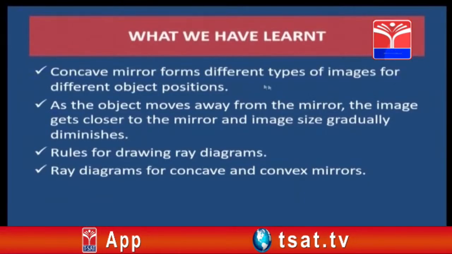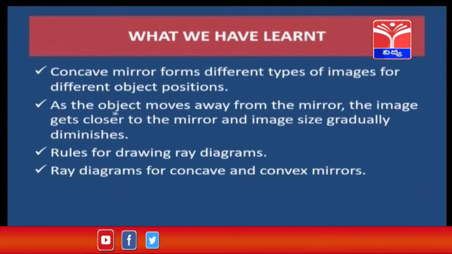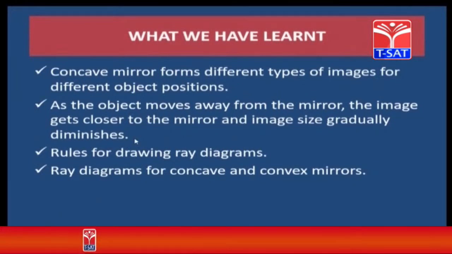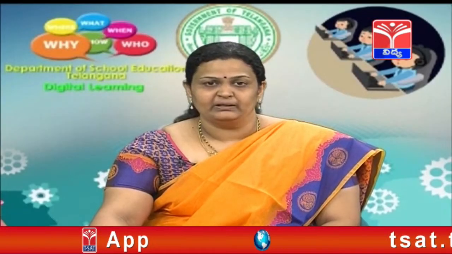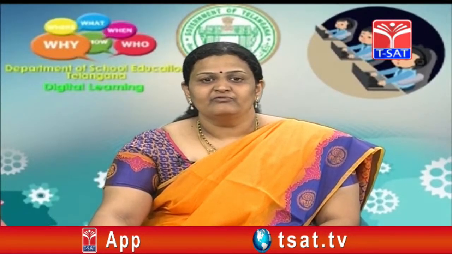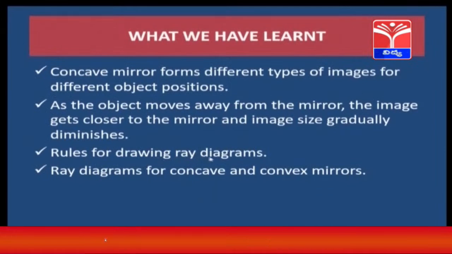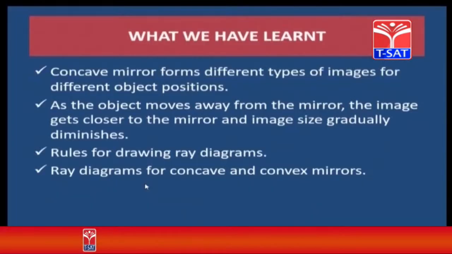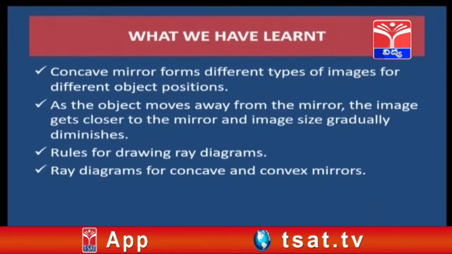The concave mirror forms different types of images for different object positions. As the object moves away from the mirror, the image gets closer to the mirror and the image size gradually diminishes. Children, this we have seen in the observation table. Then we have seen the 4 rules for drawing ray diagrams for concave mirrors and 3 rules for the convex mirror. Then we have seen the ray diagrams: 6 ray diagrams for the concave mirror and 1 ray diagram for the convex mirror.